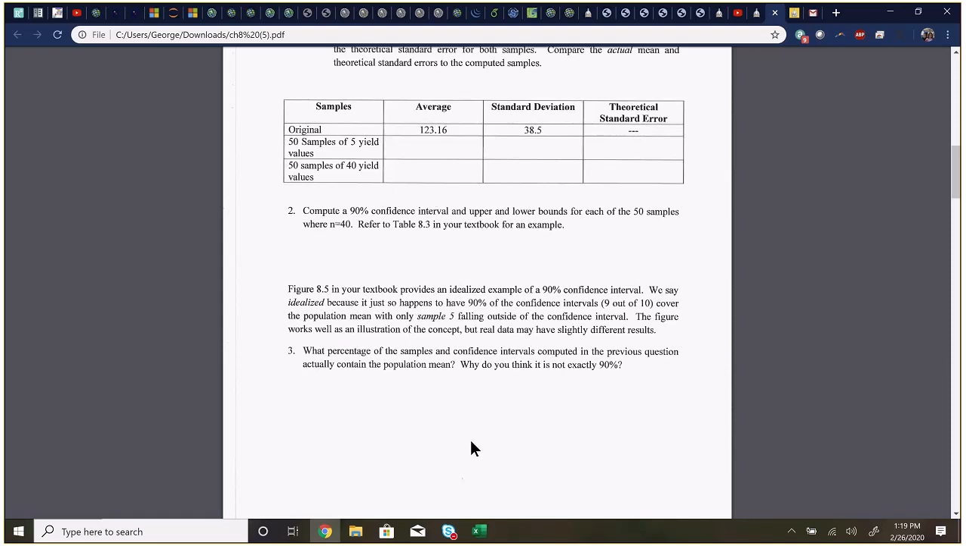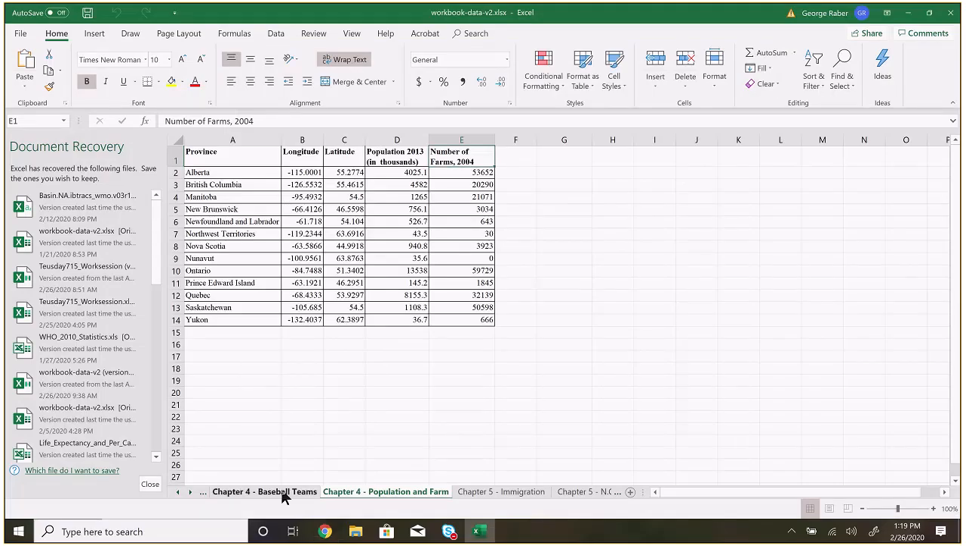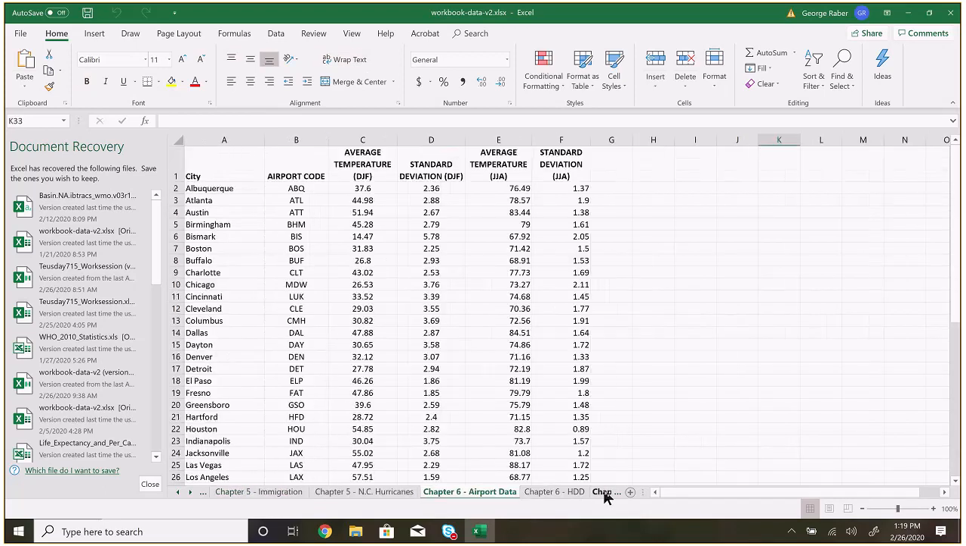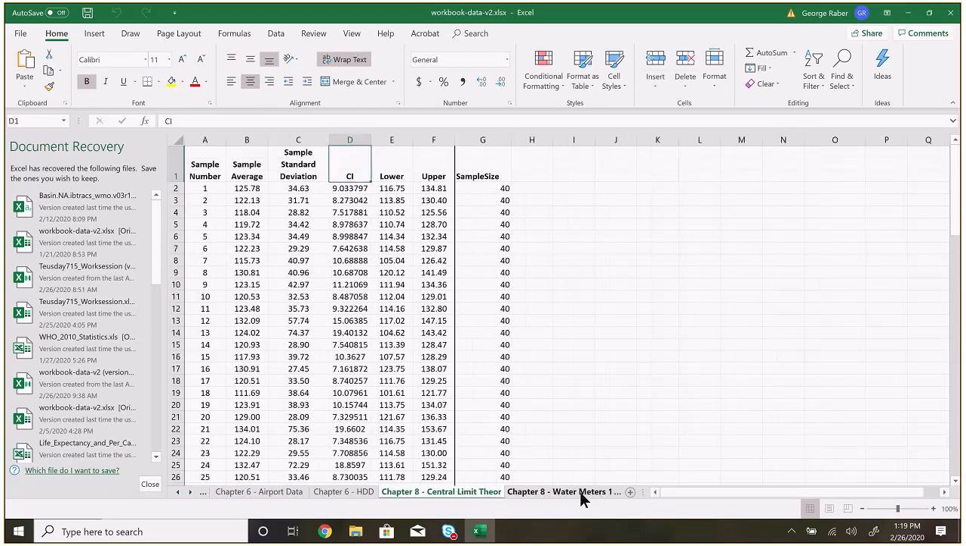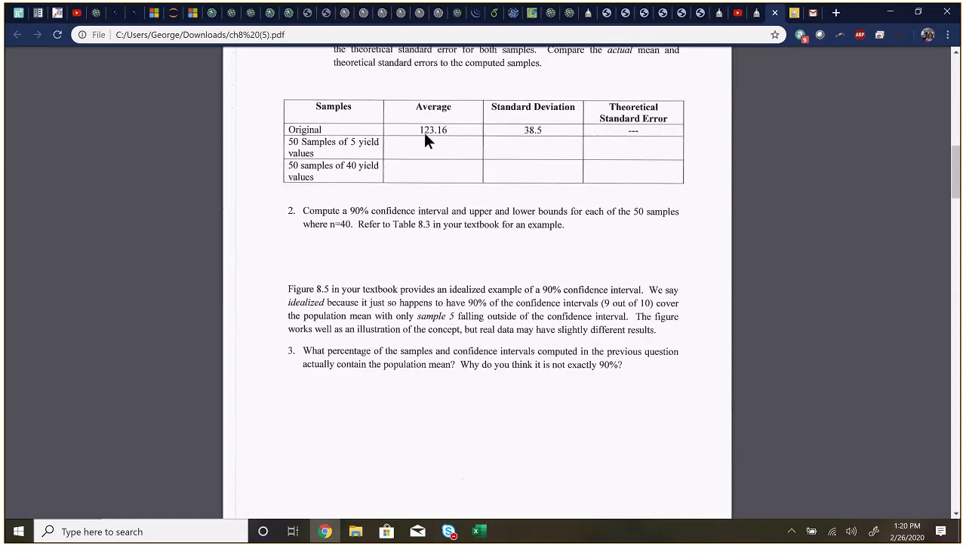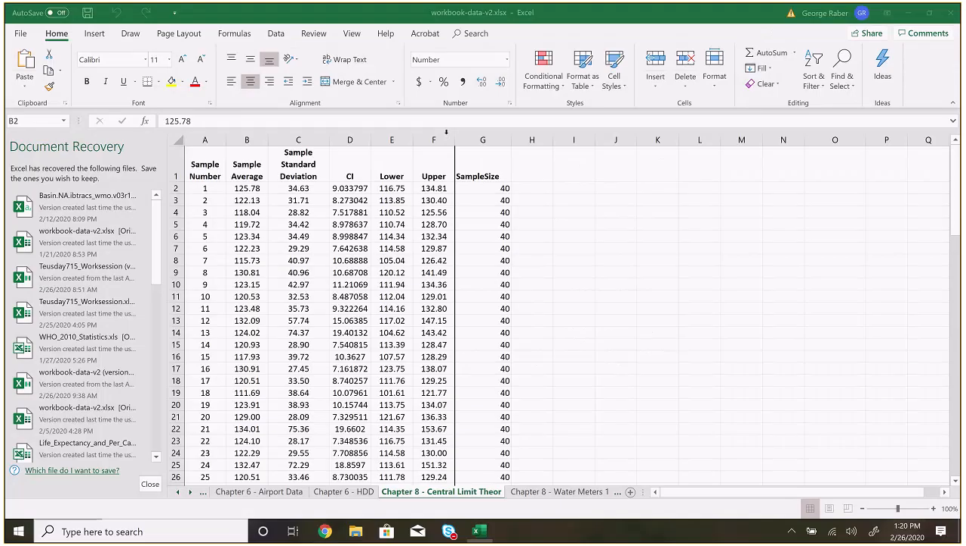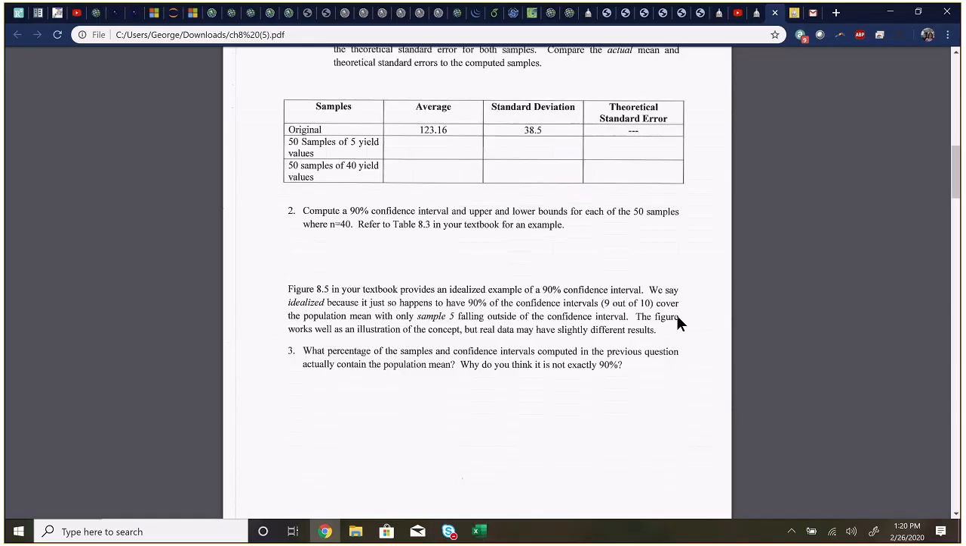So the confidence intervals have been calculated. I mean, you could have calculated those too, but the confidence intervals have been calculated, right? And here's the sample average. So what you're going to do, and you can do this manually, or if you know how to do this in Excel, you could do it. What you need to find out is if 123.16 falls in this range or not. Does that make sense? That's what this question's asking.